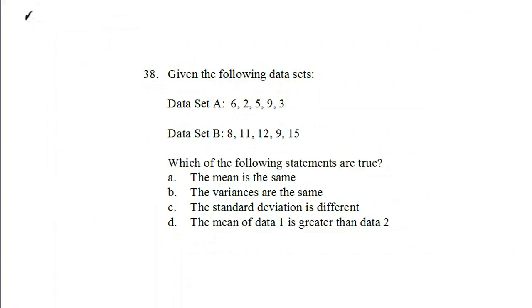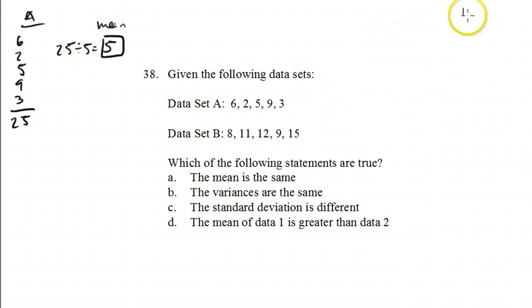So for A, adding them up, I have 6 plus 2 plus 5 plus 9 plus 3. And that's going to give me 13 plus 12 is 25. And I have 5 numbers, so 25 divided by 5 is 5. So this is my mean for A.